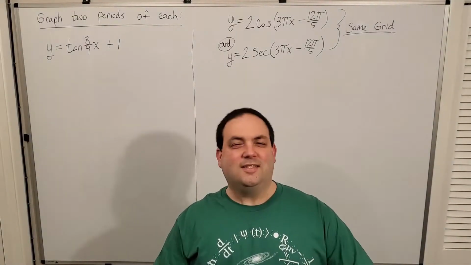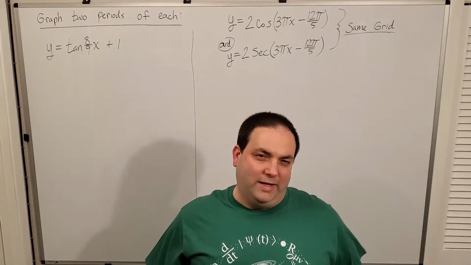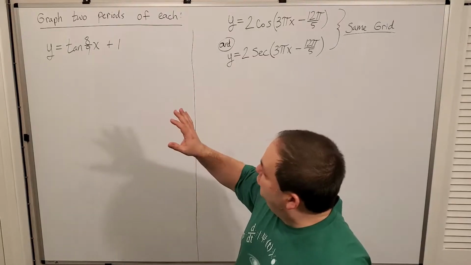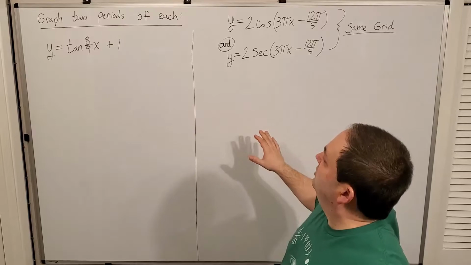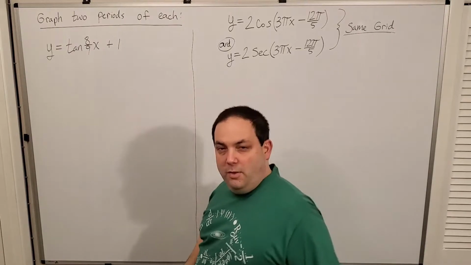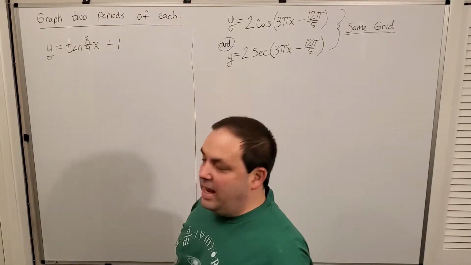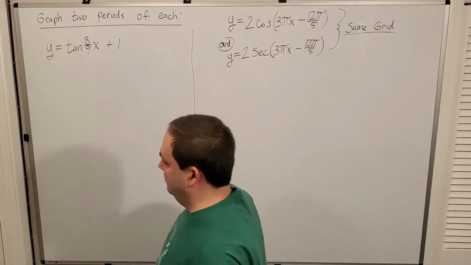So let's start this adventure off with some graphing. We're going to graph 2 periods of each of these functions. Let's start with y equals tangent of 8/9 x plus 1.